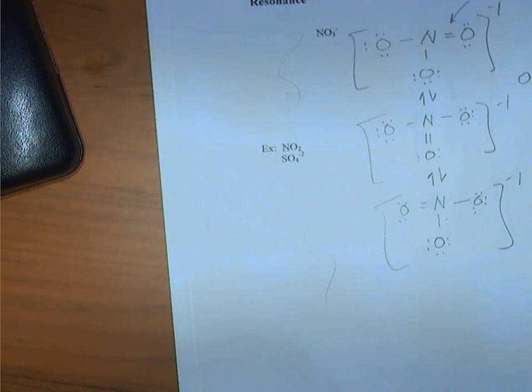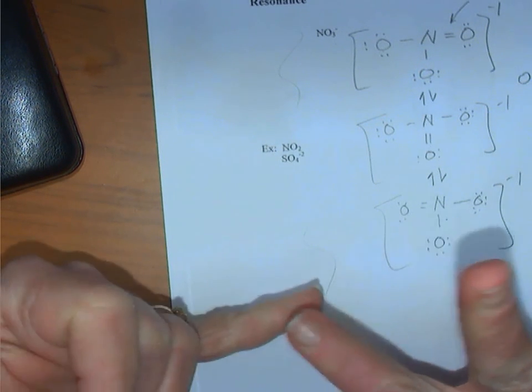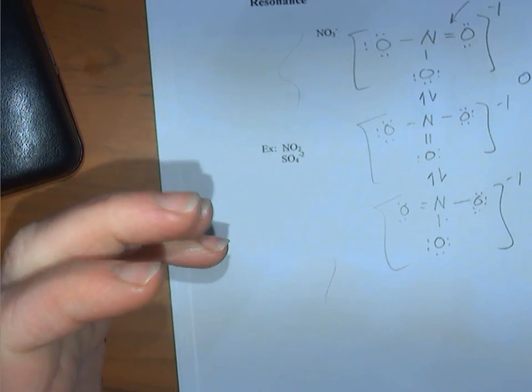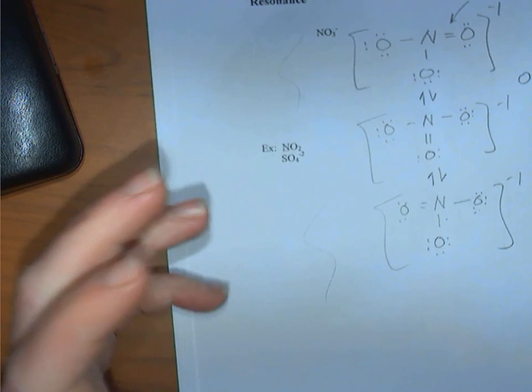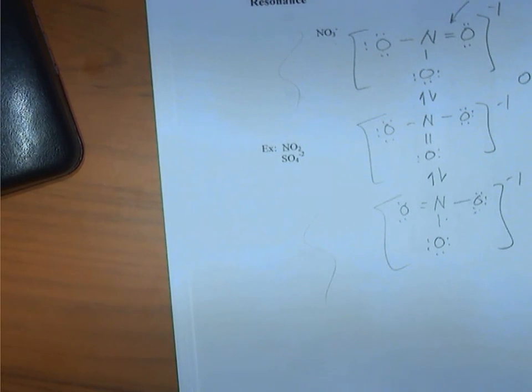The next video will address elements that can exceed the octet, and then help us to know, well, how do we know what is the right structure then? How much will be exceeded, and will it exceed the octet? And then we incorporate something called formal charge.